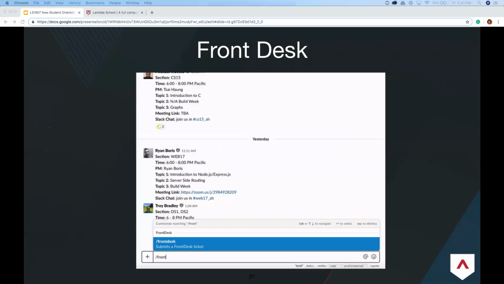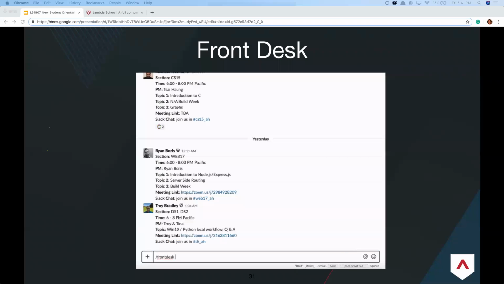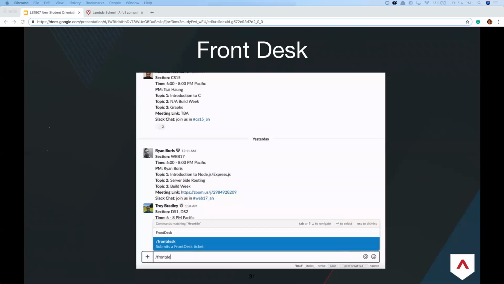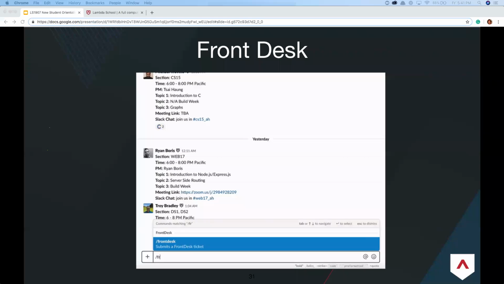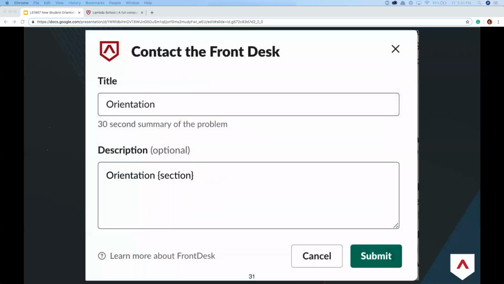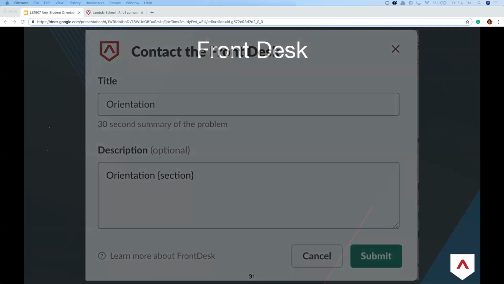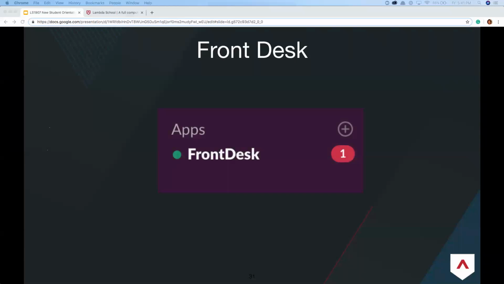All right, so once you do the /front desk command, it's going to open up a little box, just like it does there. You want to type your message and hit send. You guys will see a notification from the front desk app. It's going to pop up on the bottom left-hand corner of your Slack app. This is going to confirm that your message has been sent. And then you're done.